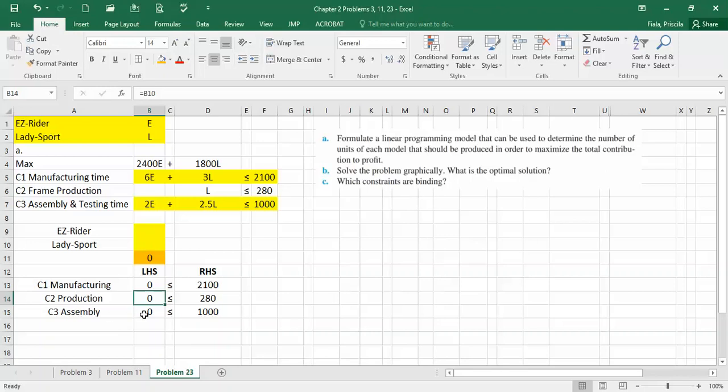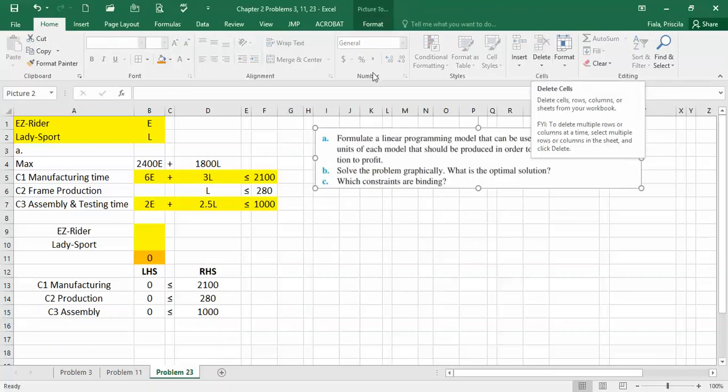And last, we're going to have 2E plus 2.5L equals 1,000. So I have put that 2 times E, which is Easy Rider, plus 2.5 times Lady Sports. 2E plus 2.5L. This is what is over here. Equals 1,000. Okay, now, and we know that they all have to be less or equals. Therefore, we have everything for our solver.